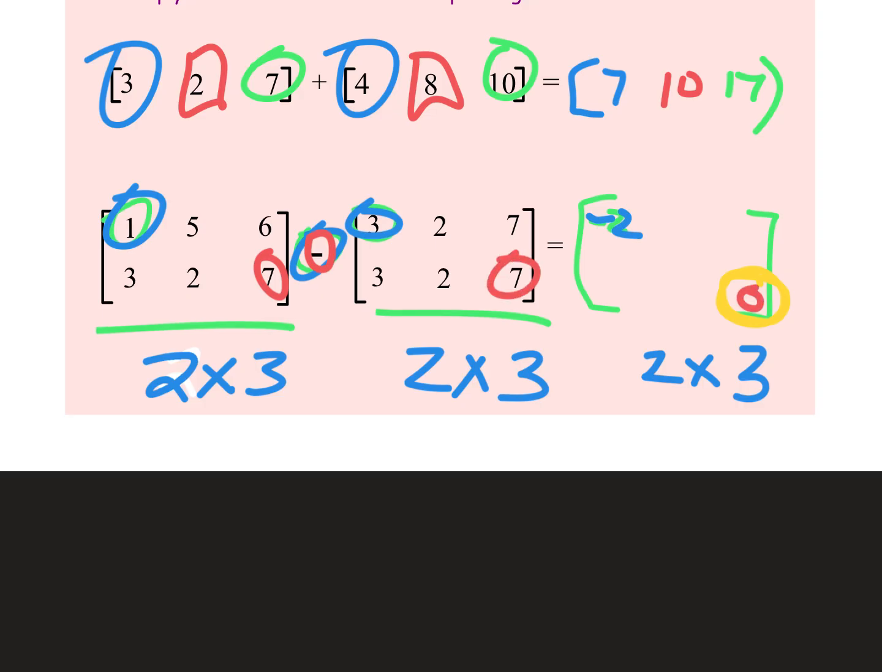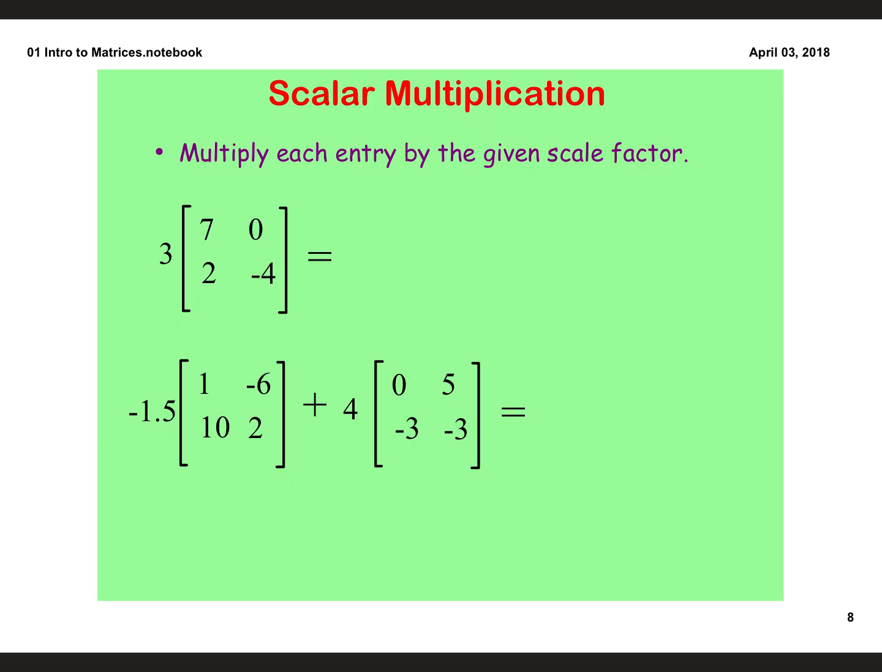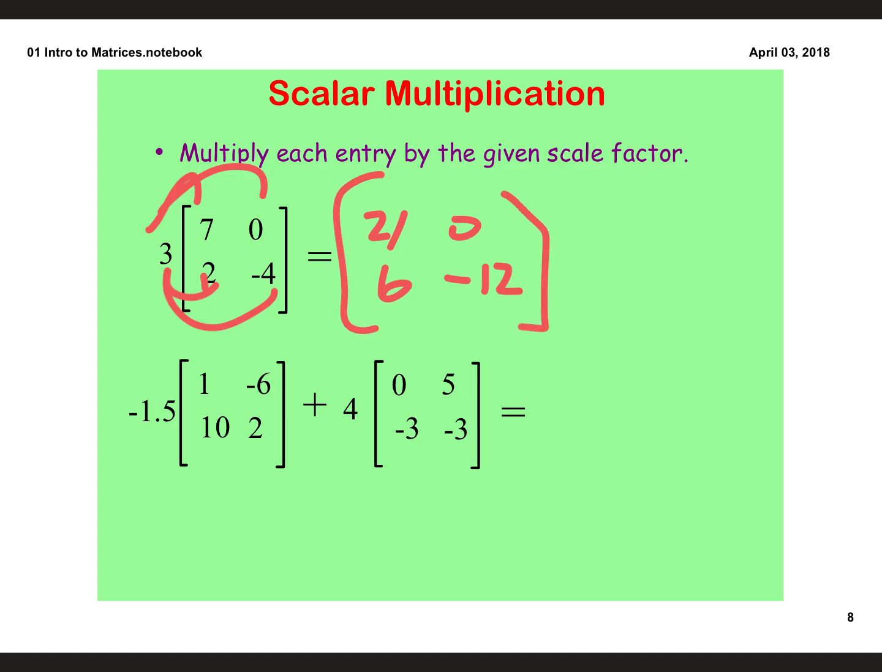Okay, adding and subtracting them, super easy. Then we do scalar multiply, and it's as easy as you would think. You just take a 3 and you multiply it by everything. See this 3? It's kind of like distributing. Everything gets multiplied by 3. Okay, so 7 times 3 is 21. 3 times 0 is 0. 3 times 2 is 6. 3 times negative 4 is negative 12. And there is my answer.